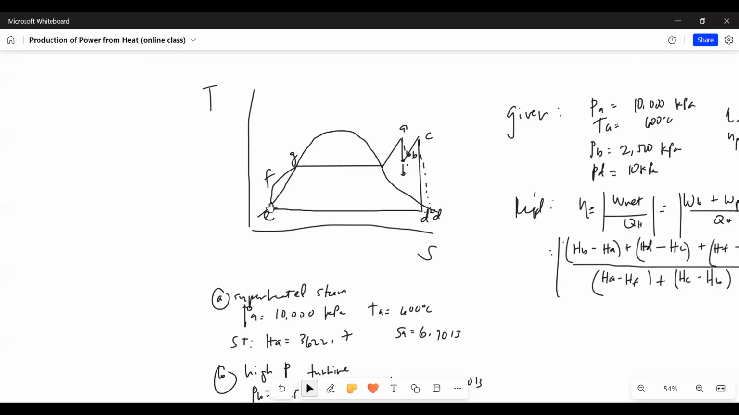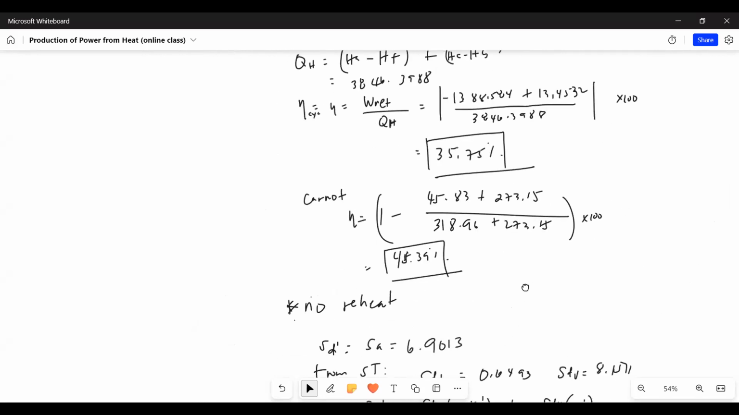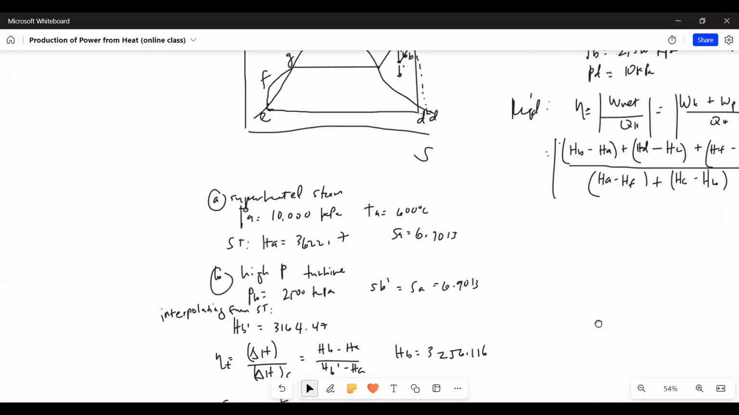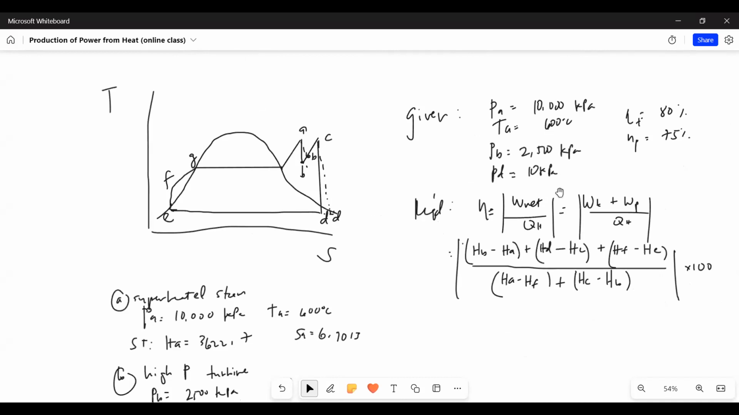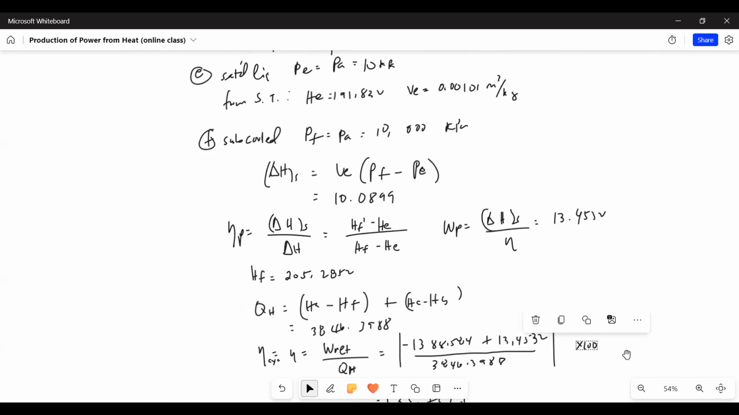So right here, saturated liquid. So if it's a saturated liquid, we can know based on the pressure. So the outlet, what's the pressure at point E? Diba, PE is equal to PD, okay? PD, without the reheat, and that is given 10 kilopascals. PE is equal to PD equal to 10 kilopascals.